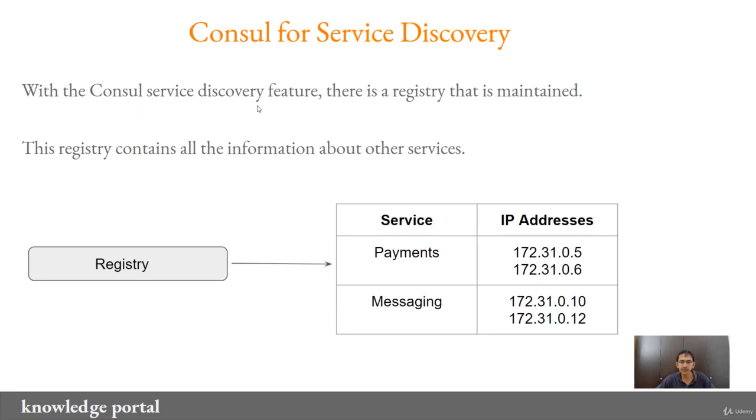So with Console service discovery feature, there is a registry that is maintained, and that registry contains all the information about the services that are being used within the organization. So let's say that you have a registry. Let's assume that this is a Console registry, and this registry is maintaining the service name. In this case, there are two services, payments and messaging, and it is also maintaining the IP address of each service here. So there are certain advantages that this type of architecture provides.